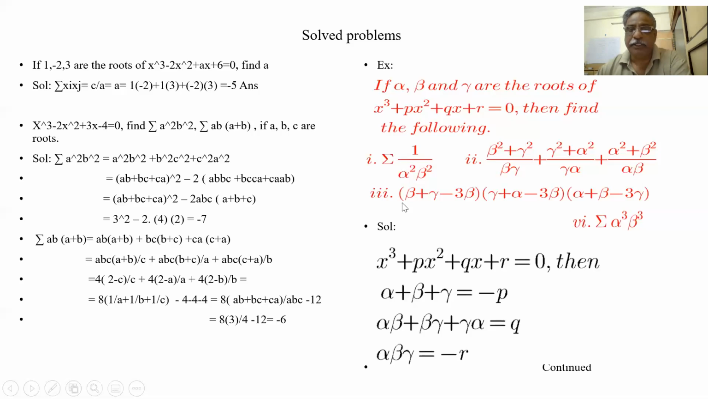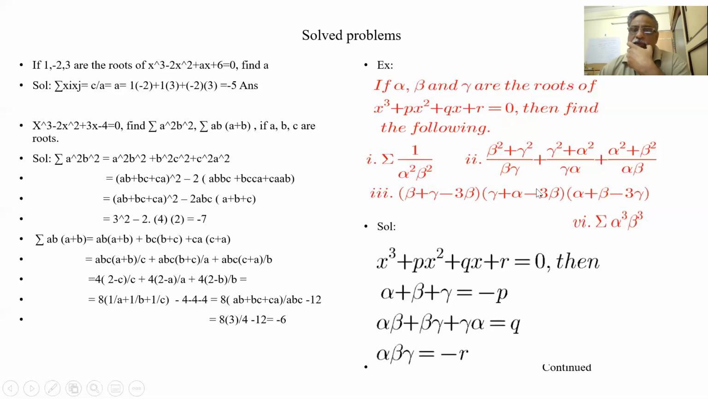Let us see a higher complicated problem. Numbers are not given. Here it is easy for us, x cubed, 2x square, 3x, 4. It is easy to manipulate. But here generalized terms are given: px square, qx plus r. So we have to find various sigmas.